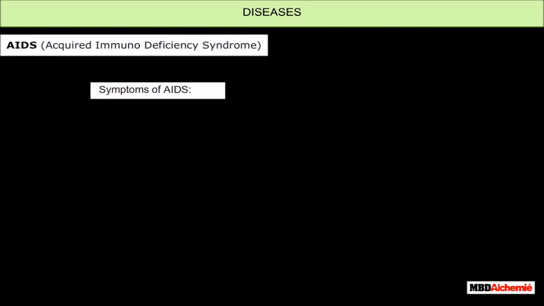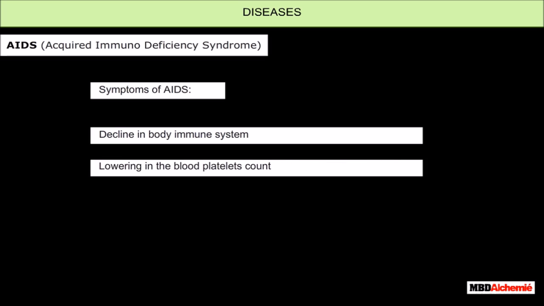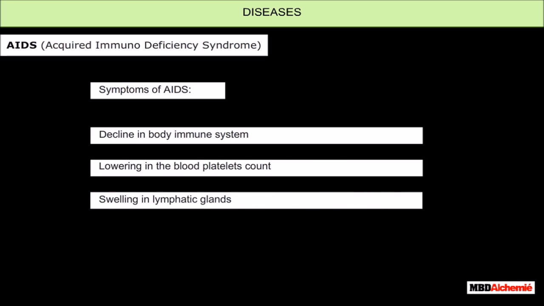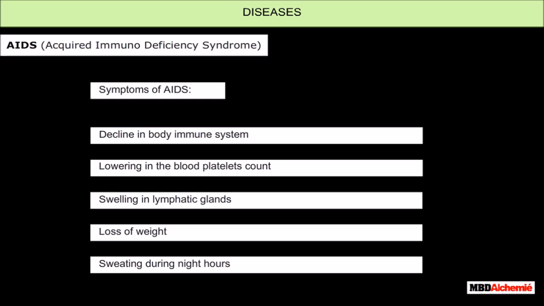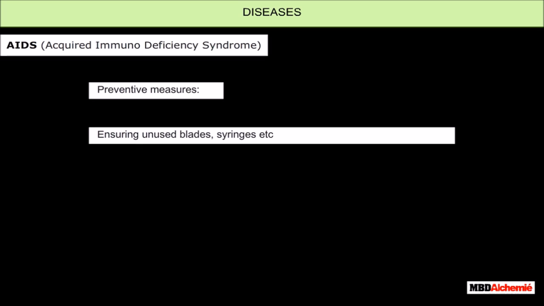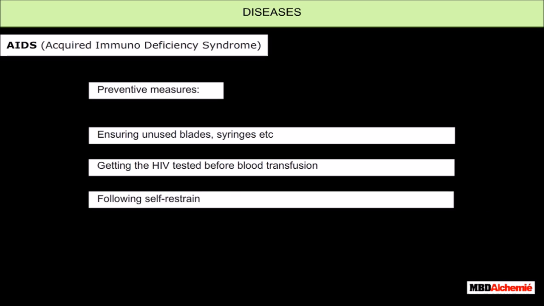Symptoms of AIDS: decline in body immune system, lowering in the blood platelets count, swelling in lymphatic glands, loss of weight, sweating during night hours. Preventive measures: ensuring unused blades, syringes, etc. Getting the HIV tested before blood transfusion. Following self-restraint.